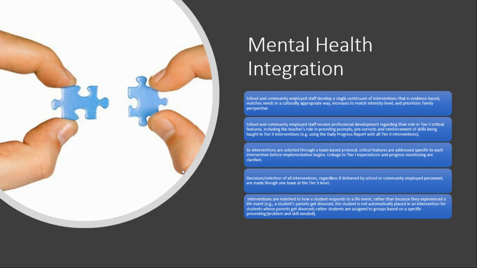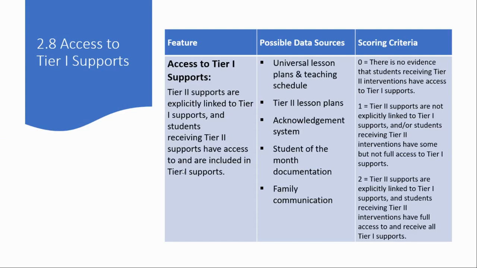So that means, for example, if a student's parents get divorced, the student is not automatically placed in an intervention for students whose parents get divorced. Rather, students are assigned to groups based on a specific presenting problem area where they have identified that they need those skills. So we're matching those students to interventions based on those skill deficits that we have identified in our student identification process. So 2.8 is going to look at access to Tier 1 supports.